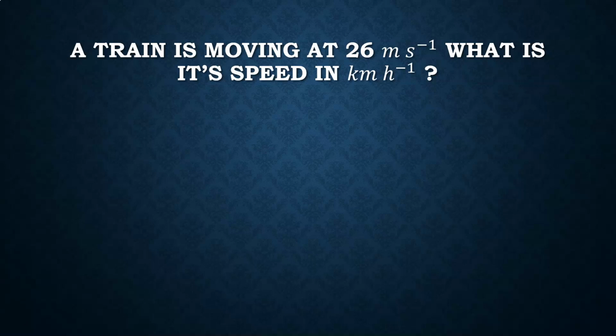All right. A train is moving at 26 meters per second. What is its speed in kilometers per hour? So we've got 26 meters per second equals 26 over 1. We now transfer that into kilometers and hours.